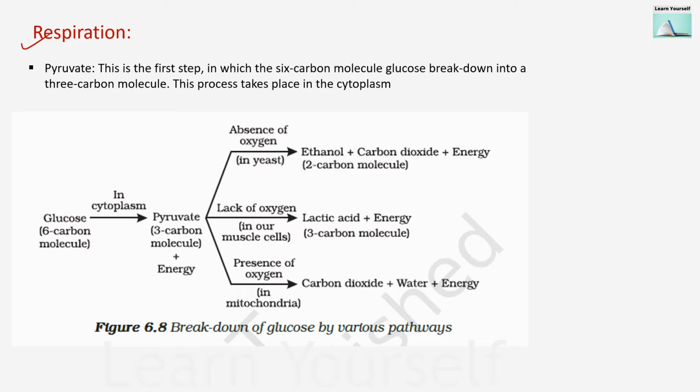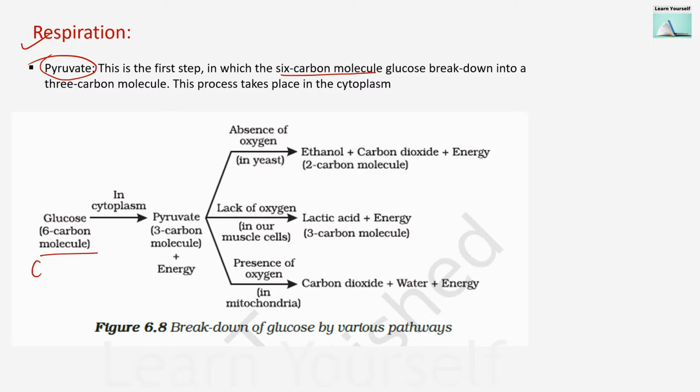So first thing which we are learning is pyruvate. This is the first step in which the 6 carbon molecule glucose breaks down into a 3 carbon molecule. This process is known as pyruvate. So here this process starts from the 6 carbon molecule of the glucose.